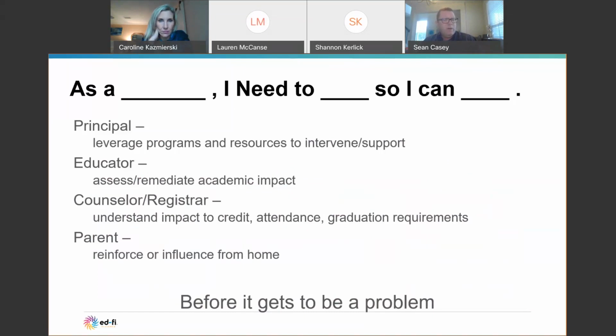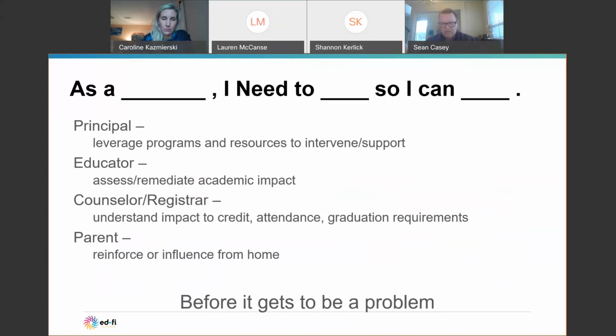Like as a principal, I need to know what's happening with my learners and their ability to be present, to gain their access to educators, to guide their learning, to have classroom experiences, so that I, as a building leader, can leverage programs and resources to intervene and support students who may be having challenges in their home or challenges medically or lots of other reasons why they may be absent from school. But before it gets to be a problem, right? There are lots of ways that principals can intervene and support and pull in programmatic resources if they know that pattern is happening.